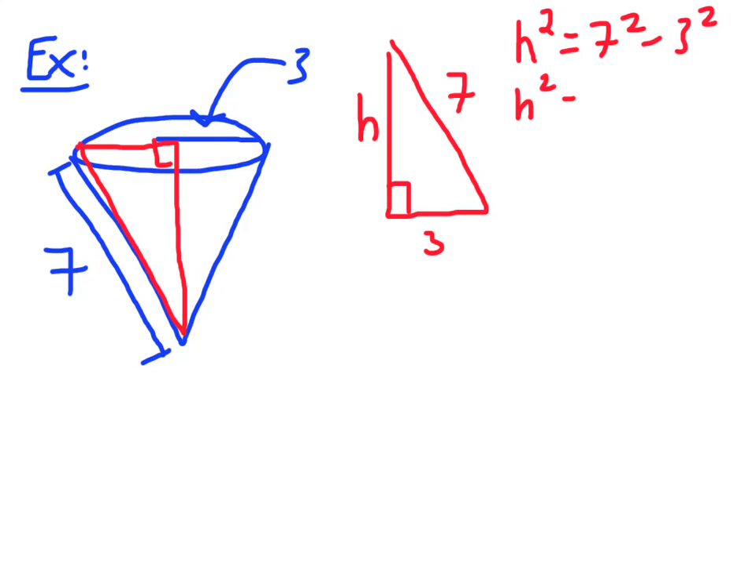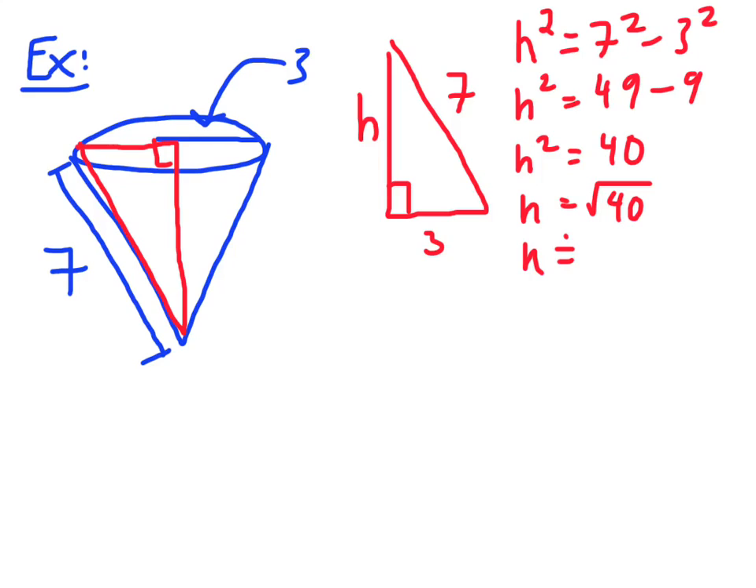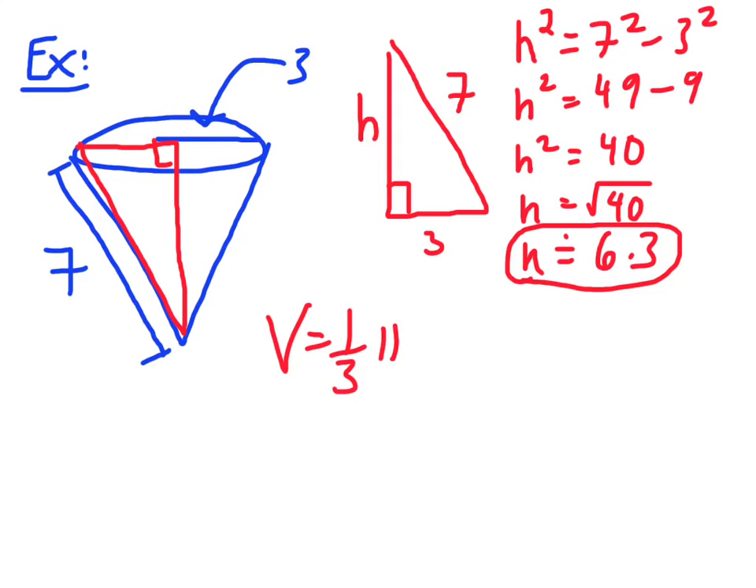So h squared is equal to 49 minus 9, or h squared is equal to 40. h is equal to the square root of 40. And h is about, so the square root of 40 is somewhere around 6.3. So there you go. And now that I have my height, now I can just use my formula. So volume is equal to 1/3 pi, and then the radius squared is 3 squared, times the height, 6.3. And then I just got to do that in my calculator.